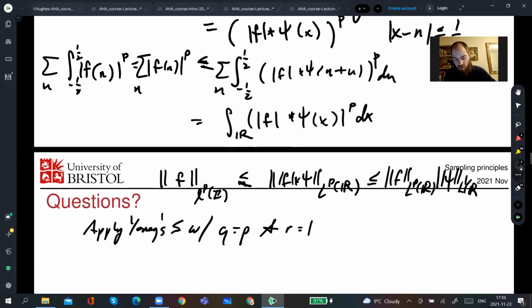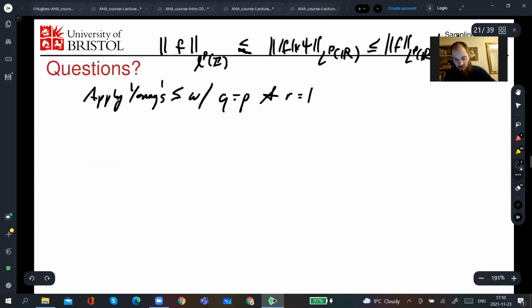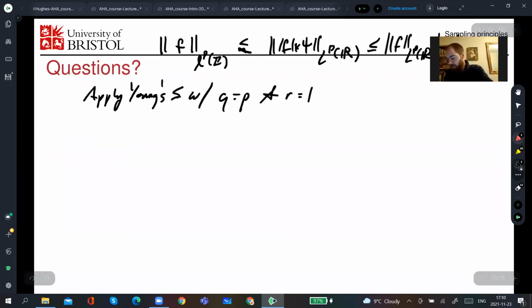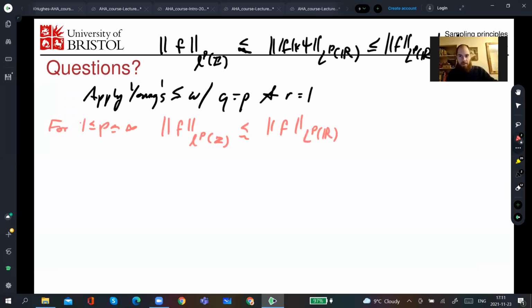Great. Are there any questions about how to get p between 1 and infinity? At this stage, what I've shown so far is that for 1 less than or equal to p less than infinity, we have the norm of f in little lp of Z is at most the norm of f in Lp of R. Are there any questions on that so far?